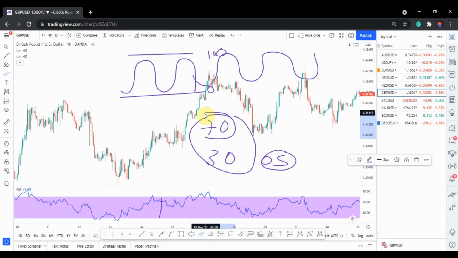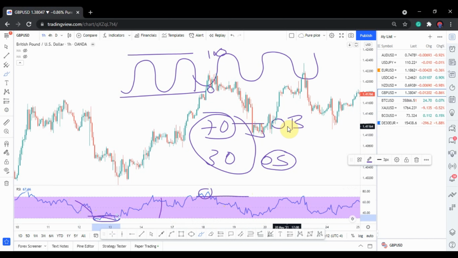Coming to the 70, it is the exact opposite. This level is here to show you that, okay, now price is overbought. For an example, if you see price breaching this 70, it means that price here was overbought. And if you see price breaching this 30, it means that price here was oversold. So above it is overbought and below it is oversold.